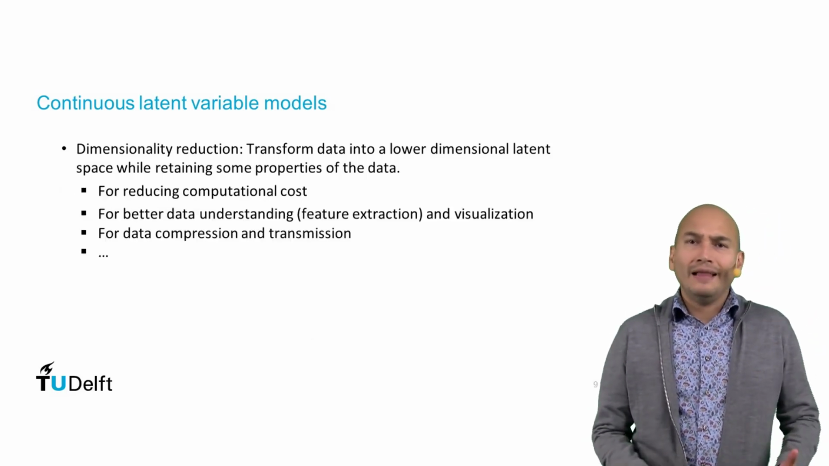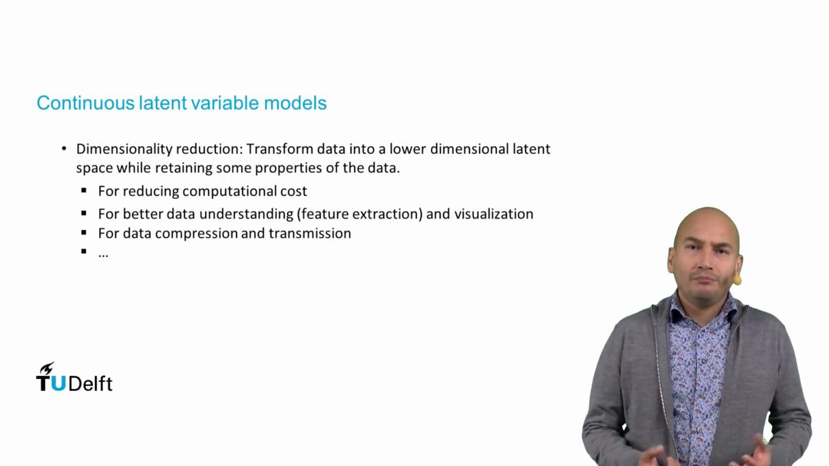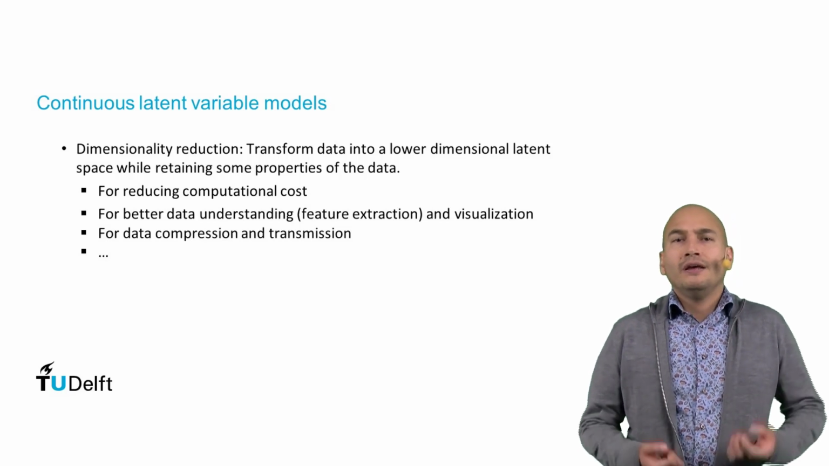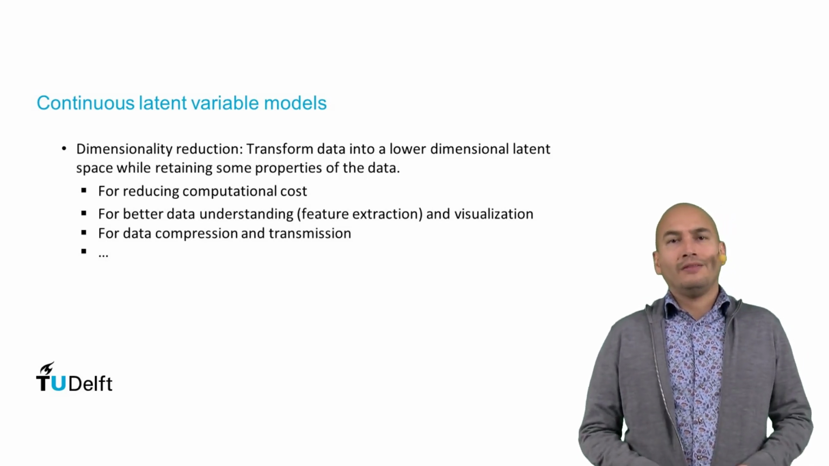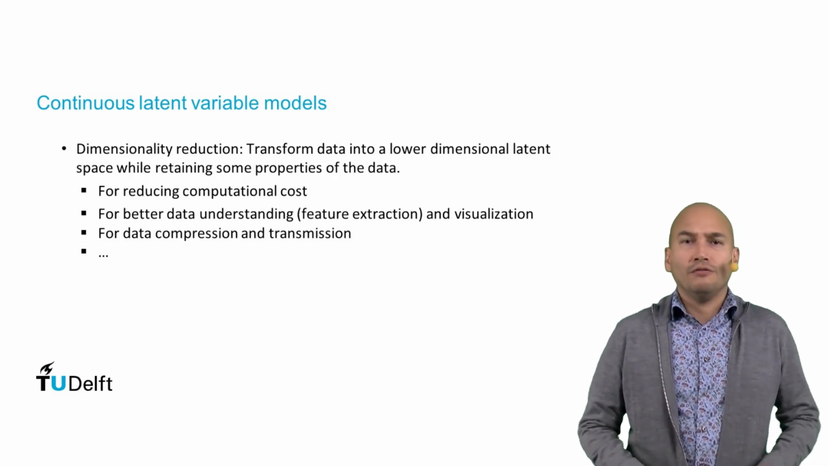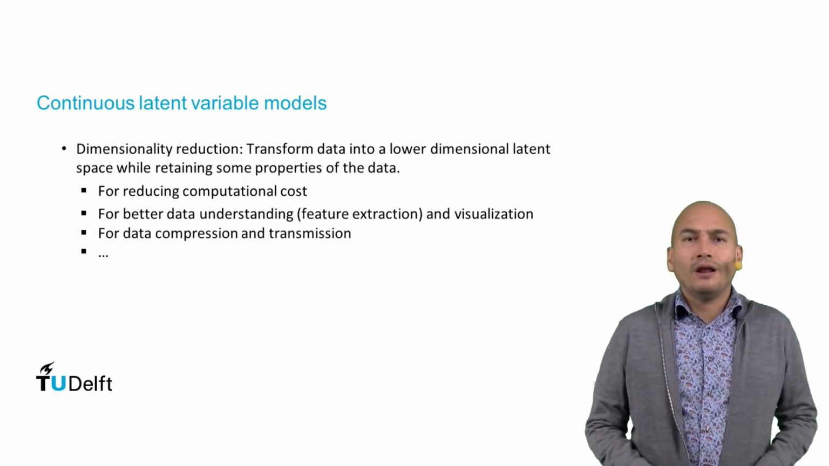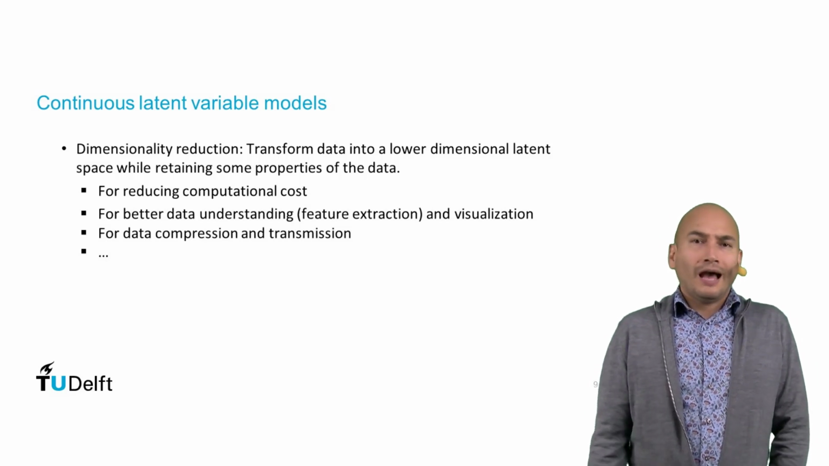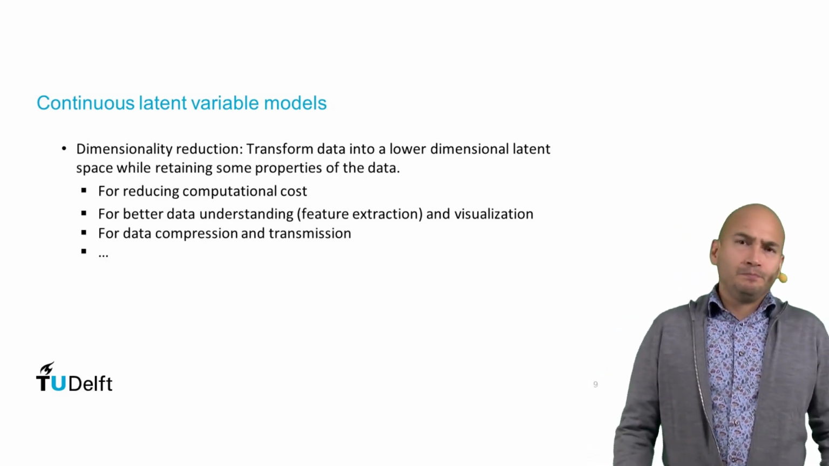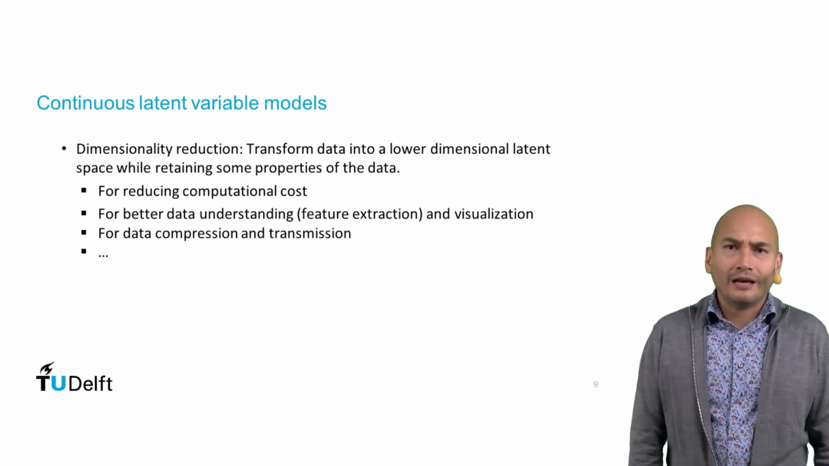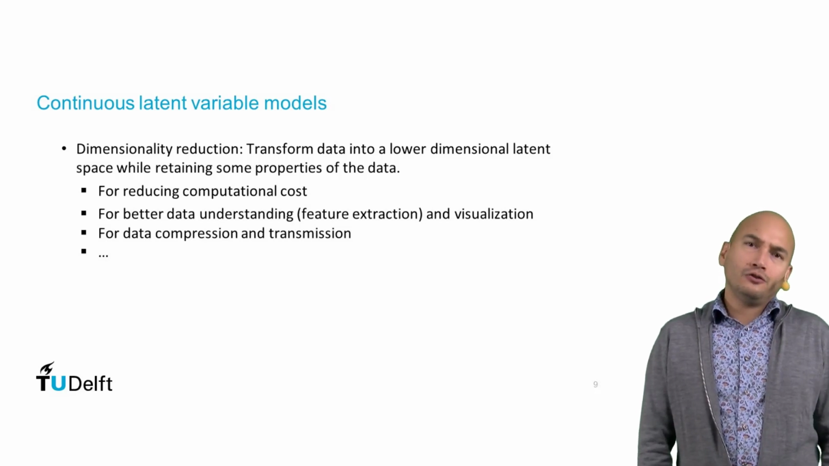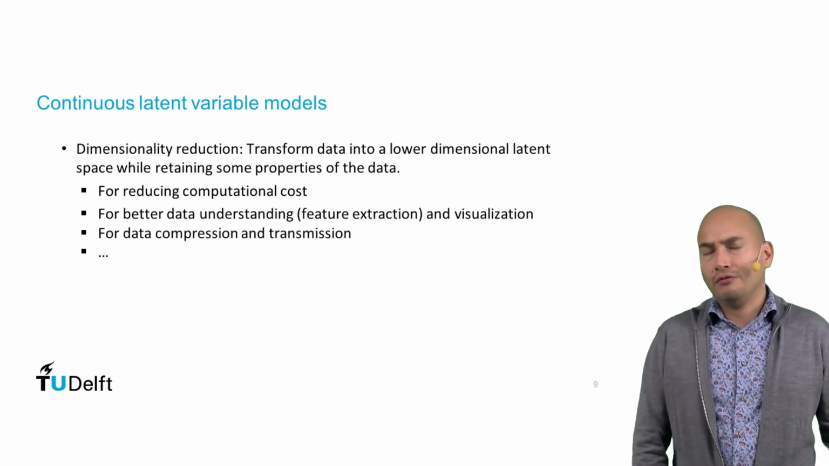From what we understand so far, some main purposes for dimensionality reduction of data include reducing the computational cost when handling big data. Also for better understanding and visualization of high-dimensional data, particularly for feature extraction, because high-dimensional data are normally difficult to analyze and visualize. It is also for improving data compression and transmission by reducing the data volume. There are also some other purposes depending on the field of application.